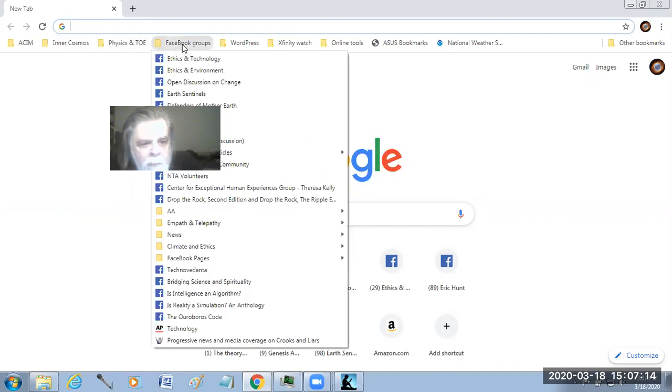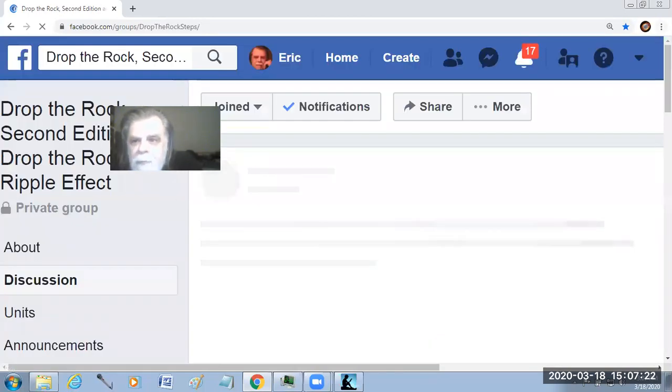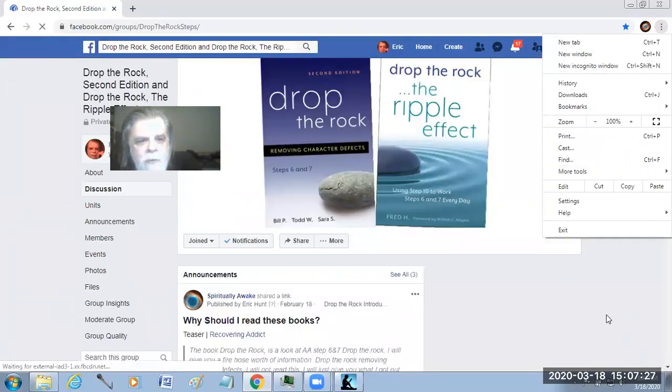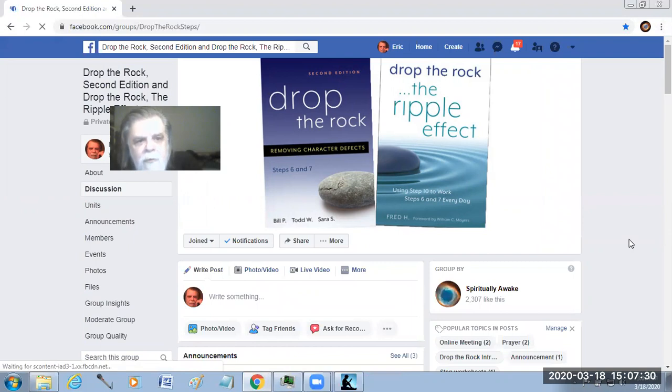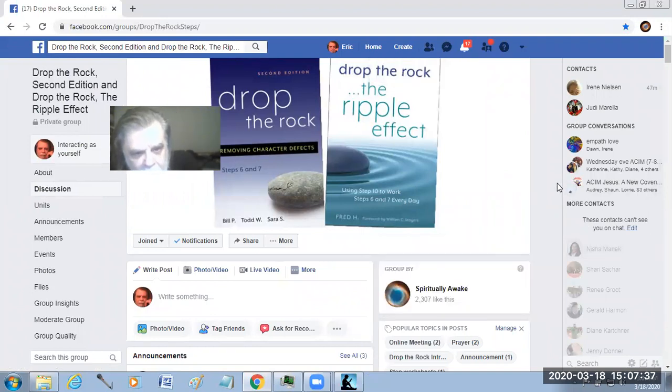I want to demonstrate here where people can get in touch with this material, that I've put onto my Facebook group that I started recently, and it's called Drop the Rock for short, but it actually is 2 books. So it's Drop the Rock, the 2nd edition, as well as Drop the Rock, the Ripple Effect. The 2nd edition being Drop the Rock, Removing Character Defects, as it was originally written with some additional material that the author came up with after the release of that book and after getting some feedback over the course of a couple of years.